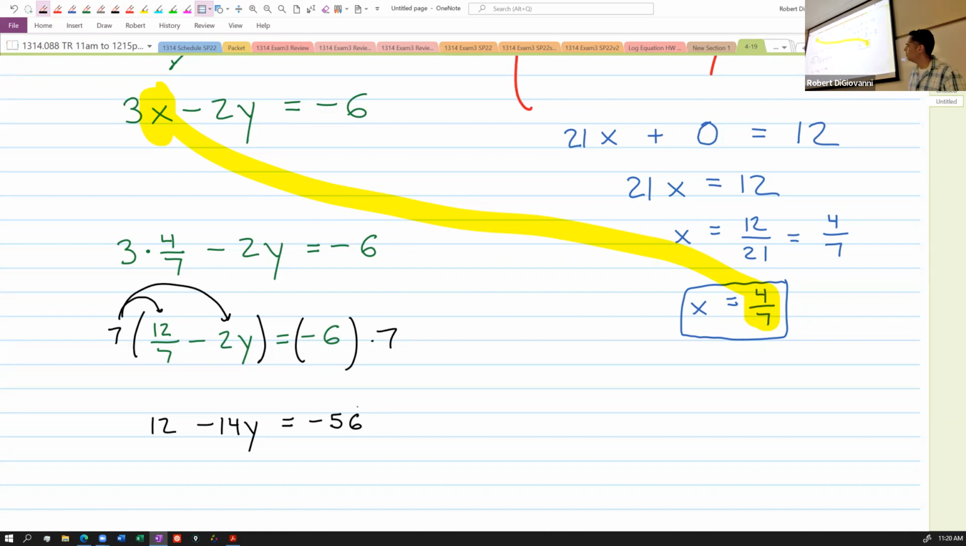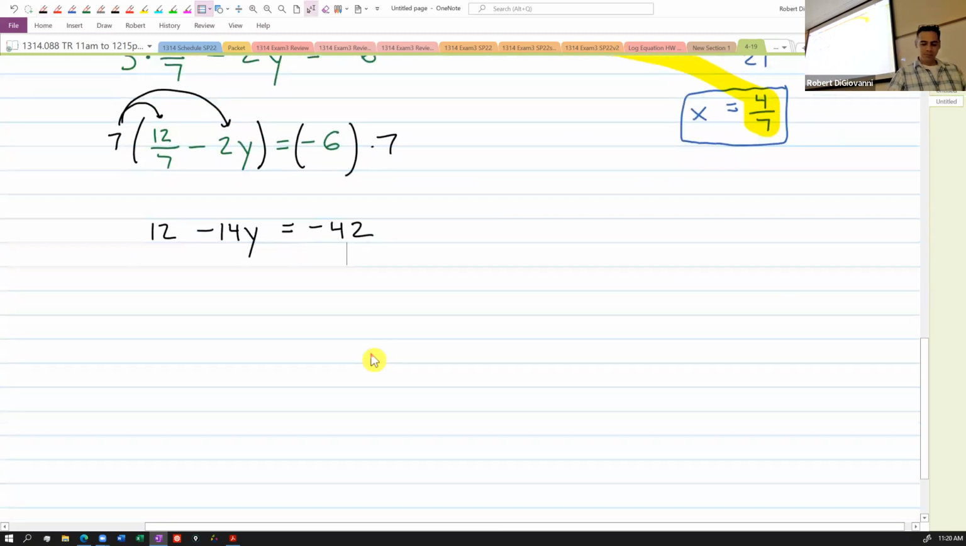Wait a minute. I can tell that look on your face. Oh, wait a minute. That's arithmetic, right? Okay, there we go. All right, so we'll subtract 12 on both sides. We get negative 14y equals, what's this, negative 54.